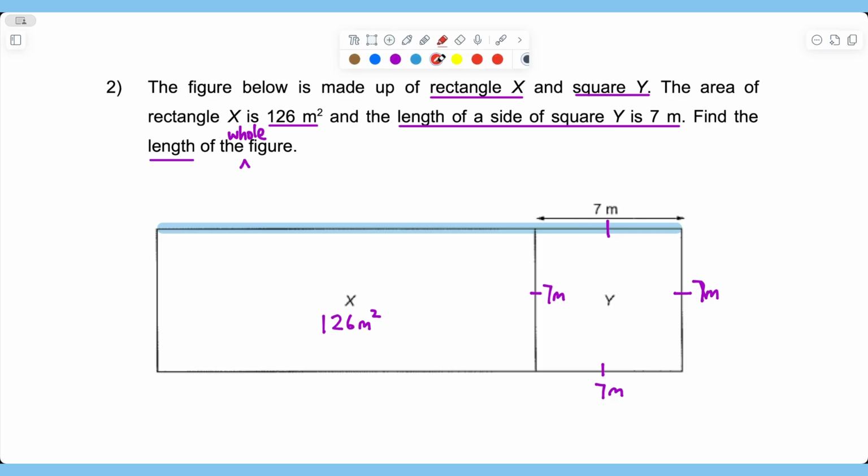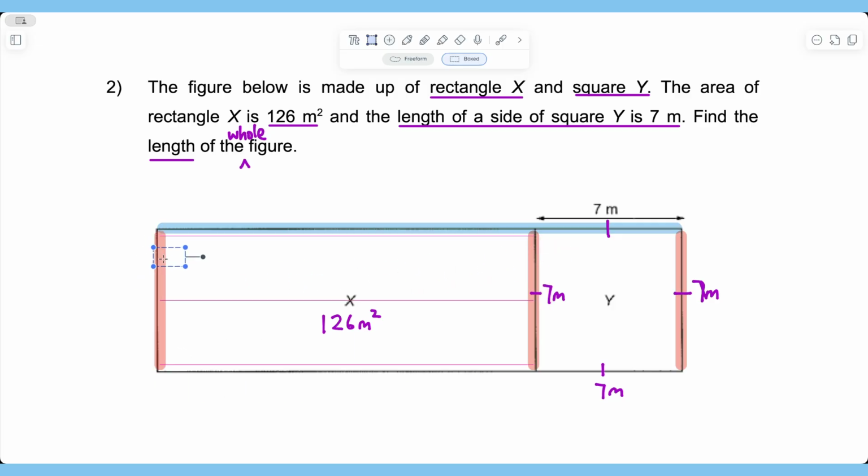The side of a square is 7 meters, which means that this side is also 7 meters, and this side here is also 7 meters. So we have 7 meters here.